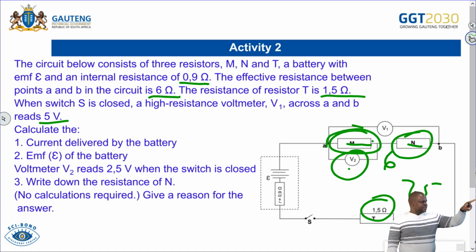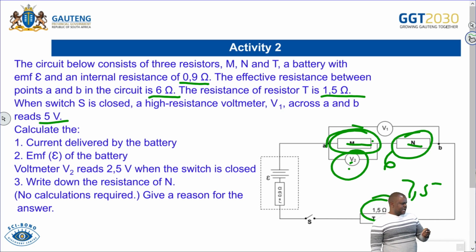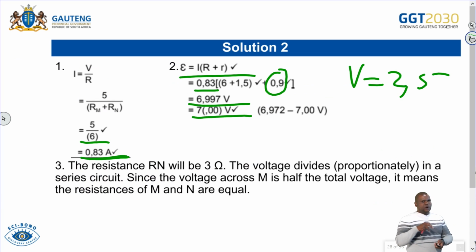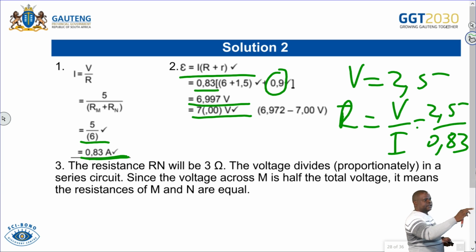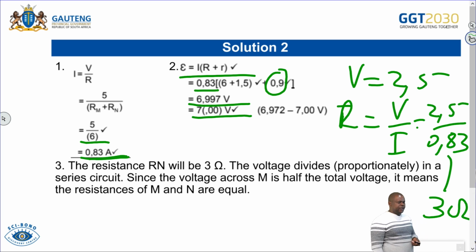And then we need to calculate this by using the reading here. How much is the current that is passing there? The current is 0.83. Then from here, we're going to say R is equal to V over I, where we have 2.5 divided by 0.83. That is going to give us 3 ohm. Are we together? It's going to give us 3 ohm.